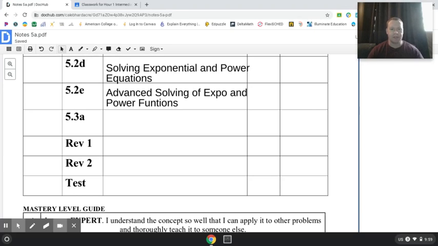Hey, Algebra 2 students. Today we're going to do 5.2e, so you can fill in your table of contents with the advanced solving of exponential and power functions. Notice my lovely little misspelling there. Okay, so with that being said, you can go ahead and head down to our 5.2e warm-up, and we will get started.